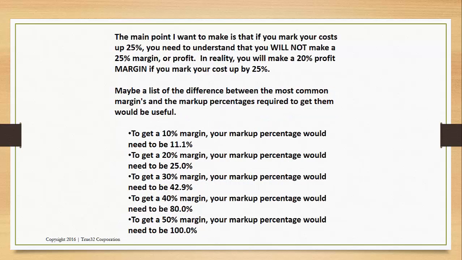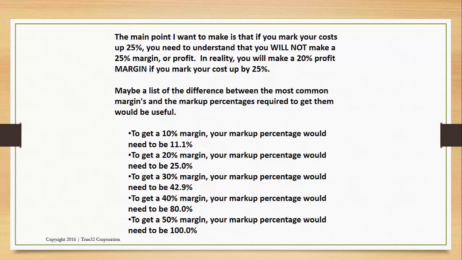There's a big distinction between that. The main point I want to make is that if you mark your costs up 25%, you need to understand that you will not make a 25% margin or profit. In reality, you will make a 20% profit margin if you mark your costs up by 25%. Maybe this list of the differences between the most common margins and markup percentages required to get them would be useful. To get a 10% margin, your markup percentage would need to be 11.1%. To get a 20% margin, your markup percentage would need to be 25%, and so on and so on.